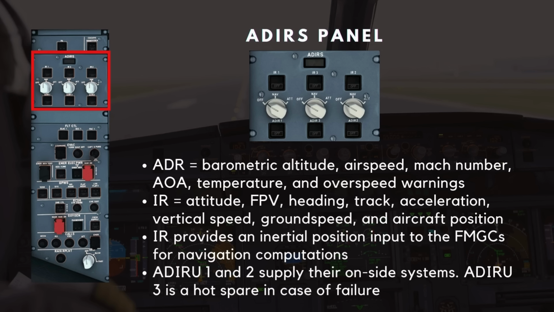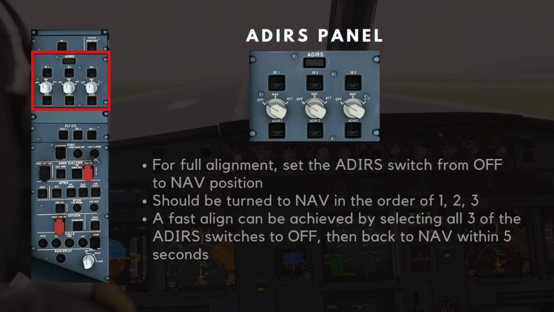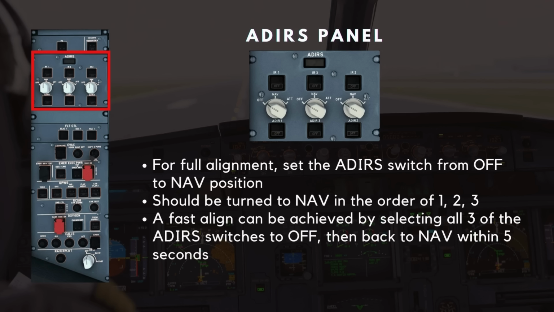ADIRU 1 and 2 supply their on-side systems. ADIRU 3 is a hot spare in case of failure. To initiate a full alignment, the ADIRS switch on the overhead panel is set from the off position to the nav position. The selector should be turned to nav in the order of 1, 2, and then 3. A fast align of the ADIRS can be achieved by selecting all 3 of the ADIRS switches to off, then back to nav within 5 seconds.